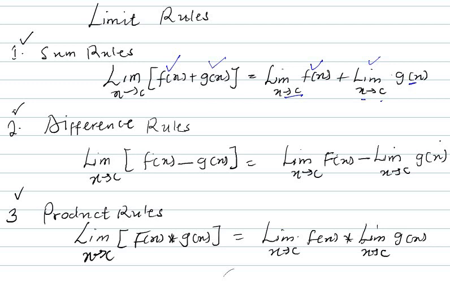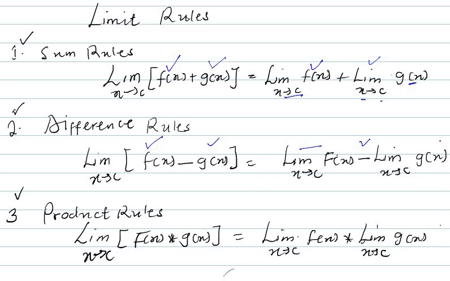Likewise for the difference rule, it is just the negative sign, so it just breaks. You take the limit as x approaches c for the first one, f of x, and then the limit as x approaches c for the second one, g of x. So you just take it individually, and this is for difference, with the negative sign between the limit of f of x and the limit of g of x.